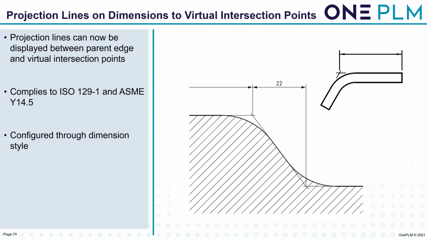Protection lines on dimensions to vertical intersection points. So this is on by default. So protection lines can be displayed between parent edge and virtual intersection point. So this complies with ISO 129-1 and ASME Y14.5, and this can be configured through dimension styles in the lines and coordinates section, I believe.